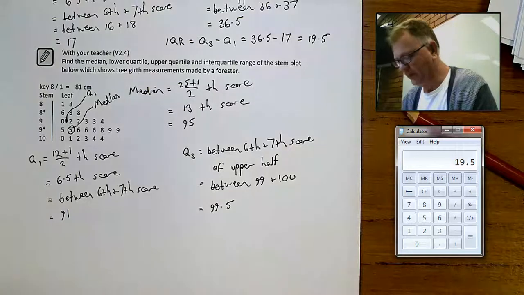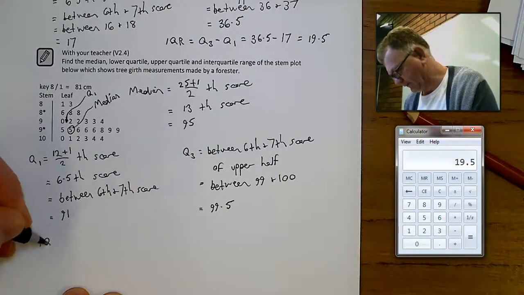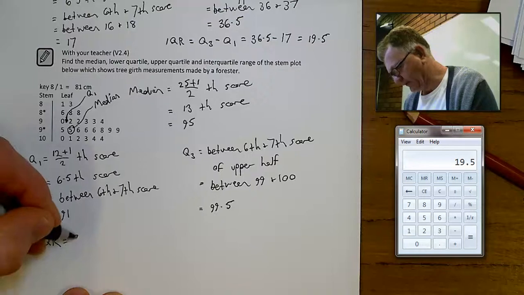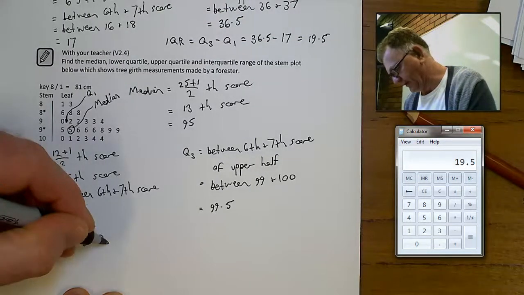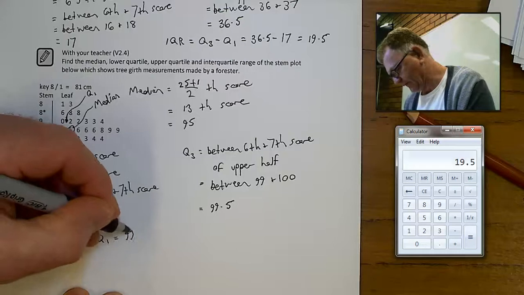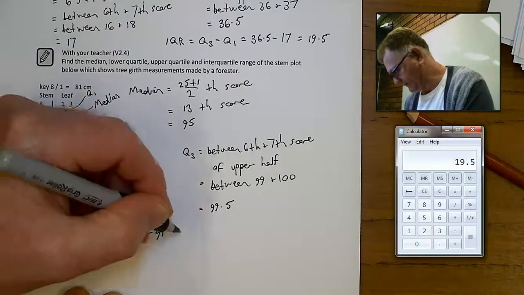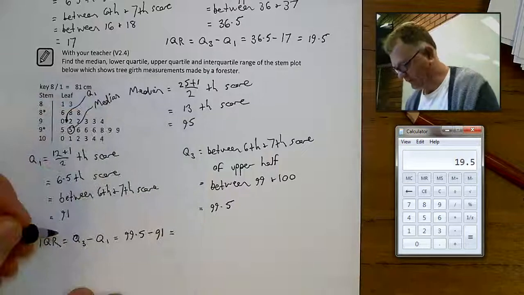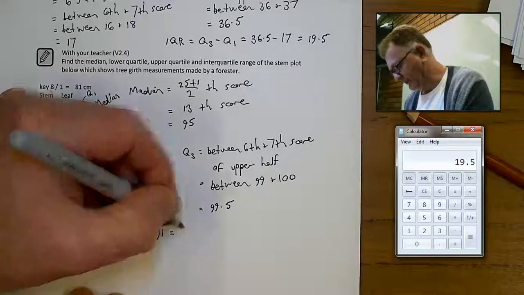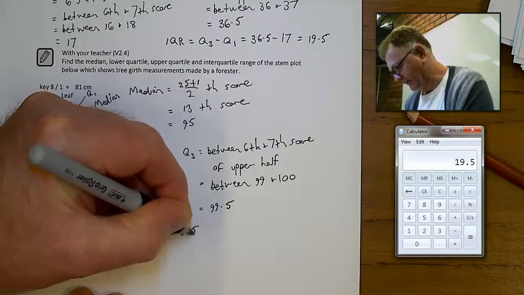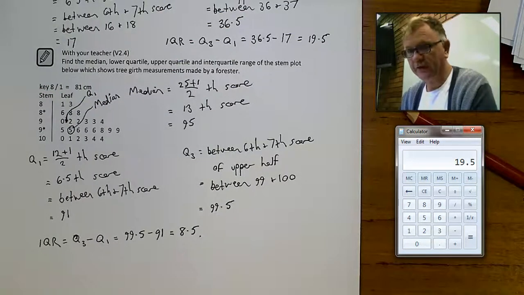That's the upper and lower quartiles, and if you want to work out the interquartile range, it's the difference between the upper quartile and the lower quartile. 99.5 minus 91 is equal to 8.5. Try a few examples like these yourself.